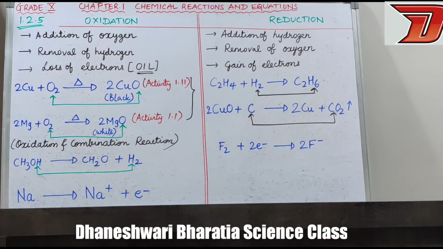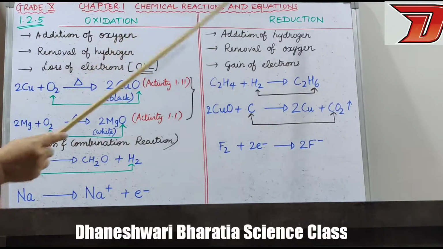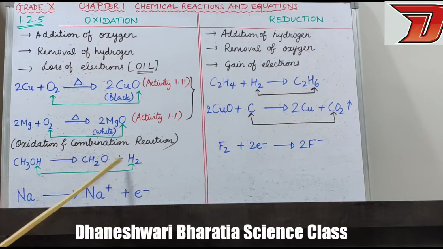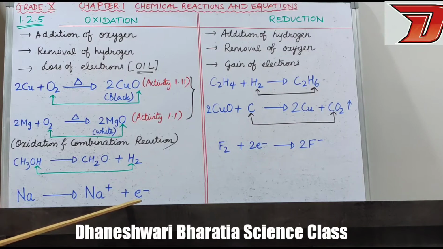Let us recall the definition. It is the process in which oxygen is added, hydrogen is removed and electrons are lost. Exactly opposite to that is reduction. But before proceeding towards reduction, let us see the example where hydrogen is removed. From this alcohol, methyl alcohol, hydrogen is removed. And in the last one, sodium metal is getting converted to sodium ion with the loss of one electron.